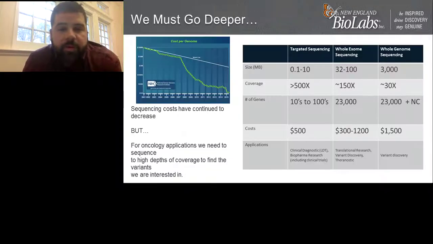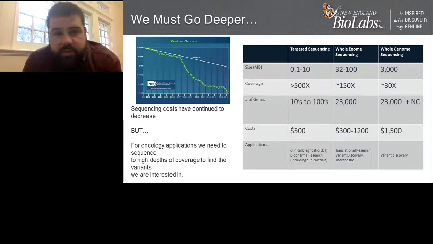Thinking more about the different types of approaches, again, there's our Moore's Law slide shown a slightly different way. Even though sequencing costs have continued to decrease, for oncology applications that are looking at somatic variant detection, we have to go deeper in terms of the amount of coverage. This table shows the differences between targeted sequencing, whole exome sequencing, and whole genome sequencing in terms of the size being enriched. For targeted sequencing, everything from 100 kilobases or 10 kilobases all the way up to 10 megabases. For whole exome sequencing, typically about 32, although some designs go up to about 100 megabases. And then whole genome sequencing, sequencing the diploid genome, looking at 3 gigabases at different coverage depths.